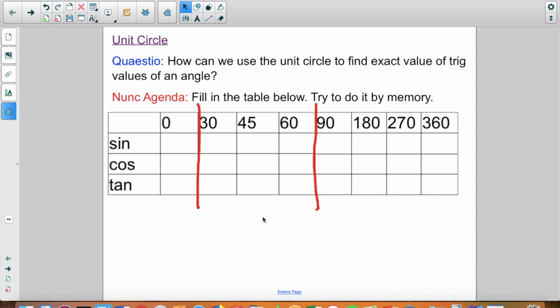So first we're going to start with sine of 0. Sine of 0 is 0. Cosine of 0 is 1. Tangent of 0 is 0. You have to remember those three values because they will help you with the rest of the pattern.